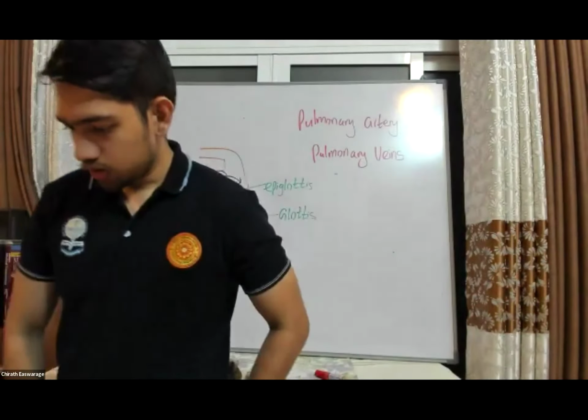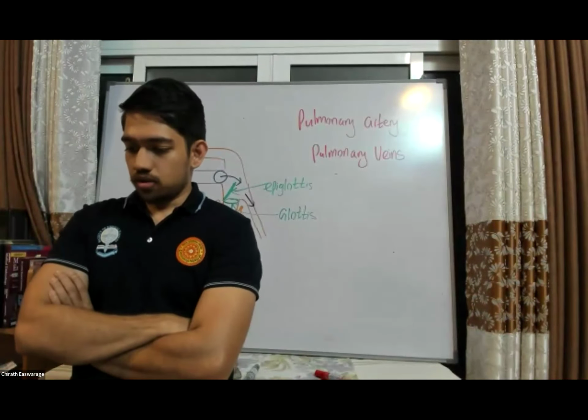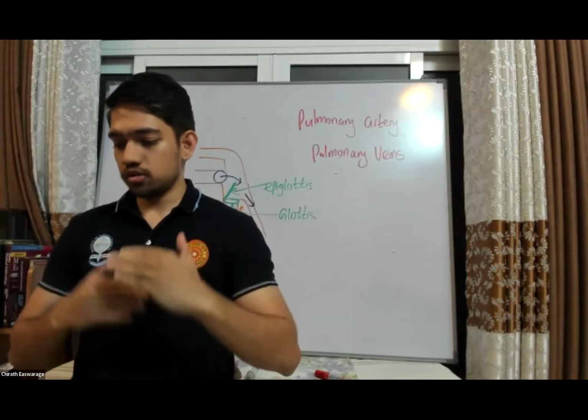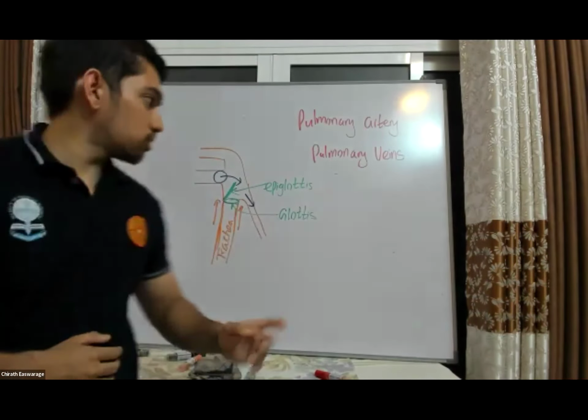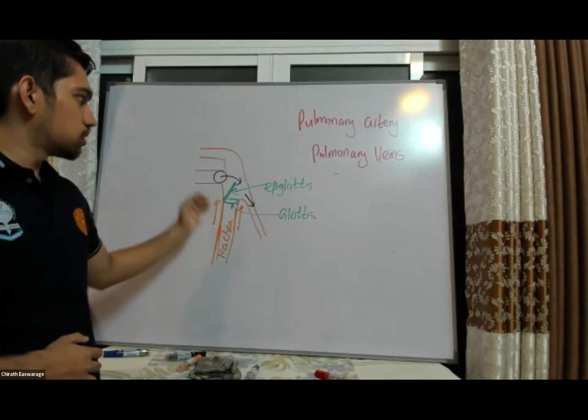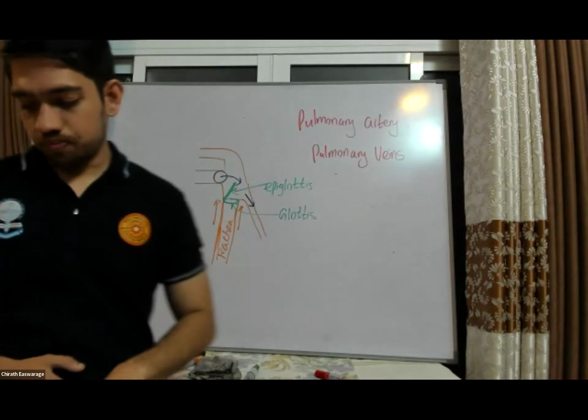This allows the food to go down the esophagus to the stomach. The rest of the time, the glottis is open so that air can move from the pharynx through the larynx into the trachea. When you're not eating, this whole thing is open, so the air can go from the nose and pharynx into the trachea.